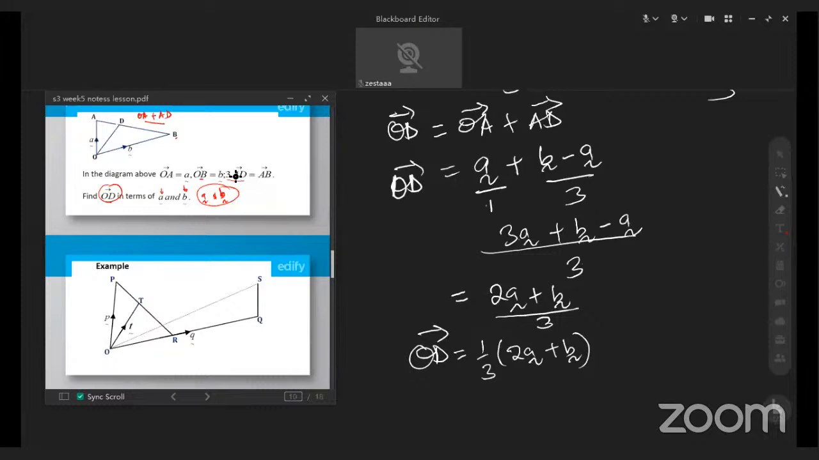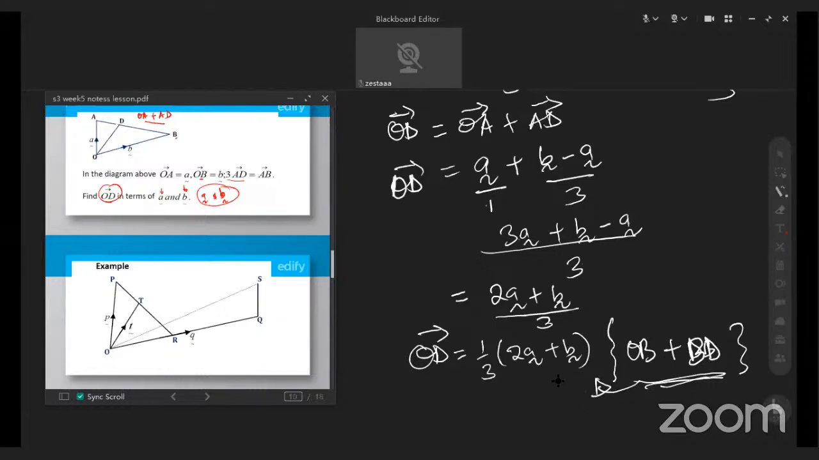Now, those of you who have used the other method, the one of OB plus DB, is it DB or BD? I think it was BD. Can you also try to work out using this, OB plus BD, and see what you get? Try to use this to see if you come up with the same thing. You should be able to come up with the same thing this way as well.